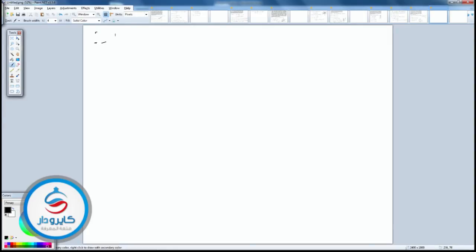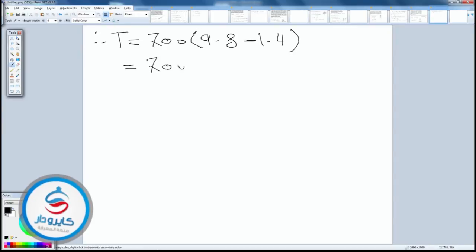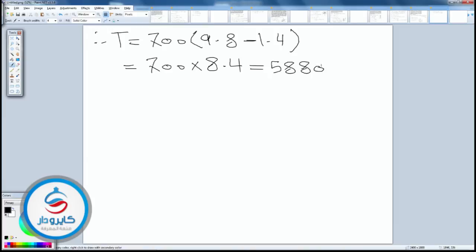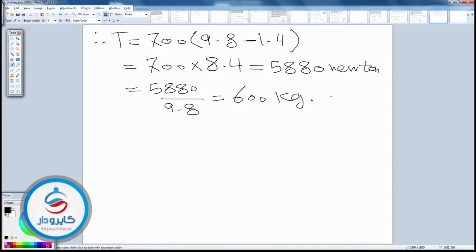Therefore, T equals 700 by 9.8 plus 1.4 equals 700 by 11.2 equals 7,840 newtons. Equals 7,840 over 9.8 equals 800 kilogram weight.